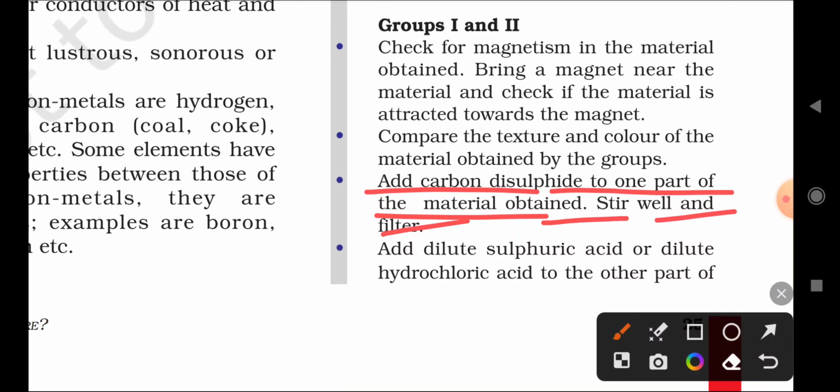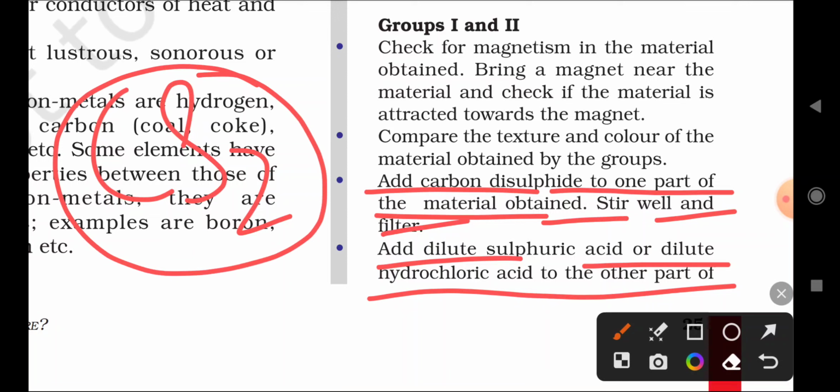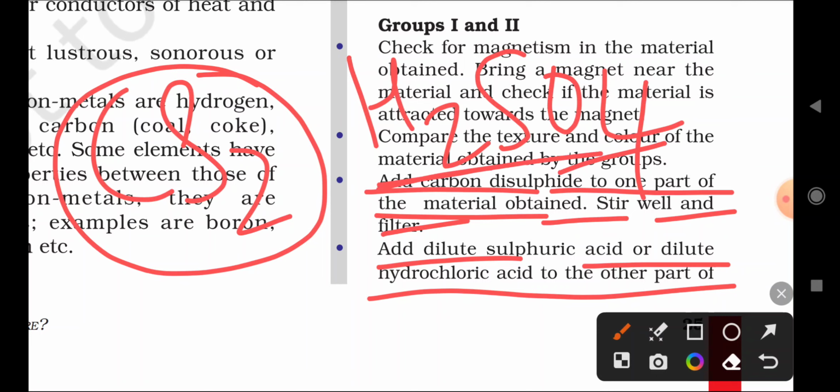Add dilute sulfuric acid or dilute hydrochloric acid to the other part. One part gets carbon disulfide, and to the other we add an acid, sulfuric acid. The chemical formula of sulfuric acid is H2SO4. And if we do not have sulfuric acid, we can also add hydrochloric acid.